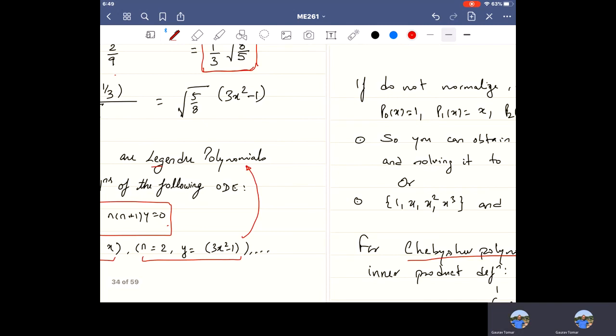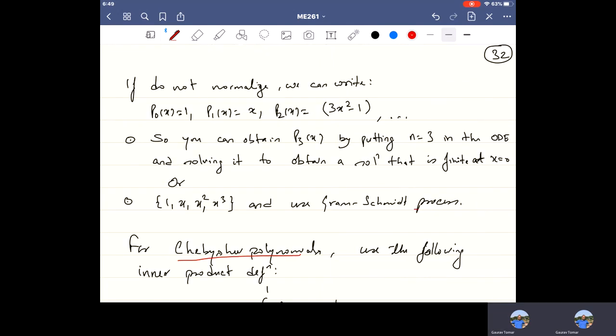Now, if we do not normalize, that's what we had written earlier. So the Legendre polynomials that you will normally come across will not have the normalization factor, but they still satisfy the orthogonality property. So they are going to be like this. This is very useful to know.